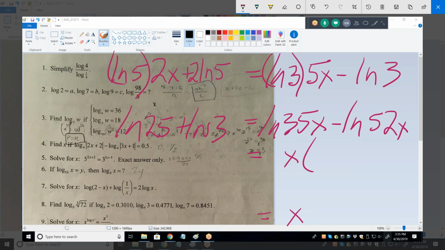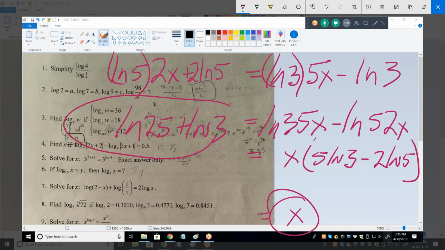X times 5 times natural log of 3 minus 2 times natural log of 5, minus 2. That's right. We factored out an x, so that left a 5 natural log of 3 behind and a 2 natural log of 5. So now our final solution is going to be that divided by that.